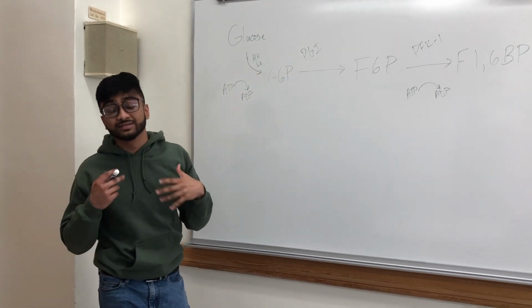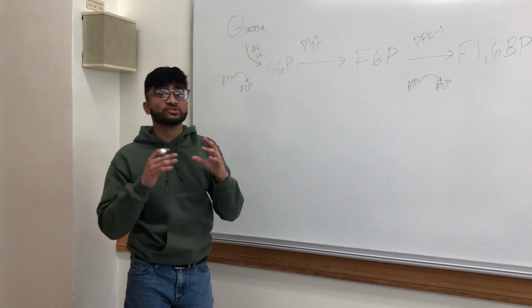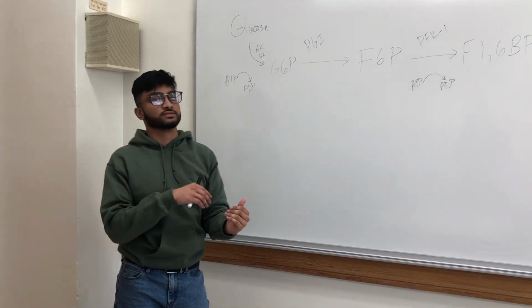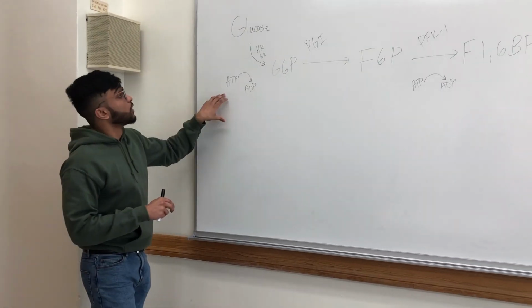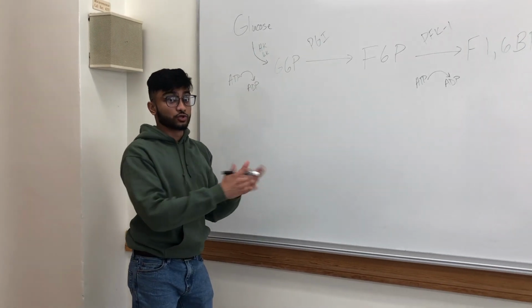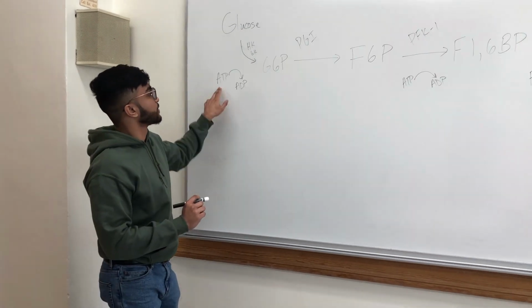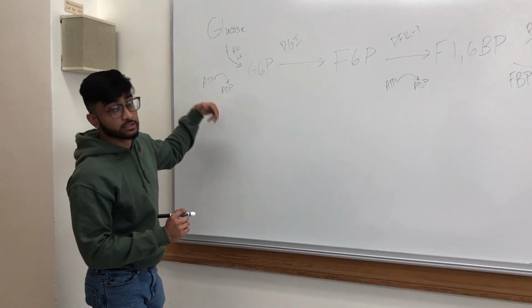Now, glucokinase is an isozyme of hexokinase, so they have the same function, but they do not look the same. Okay, so this phosphorylation basically adds a phosphate group, so you're basically inputting energy. Okay, that's why you have the ATP and the ADP coming out.